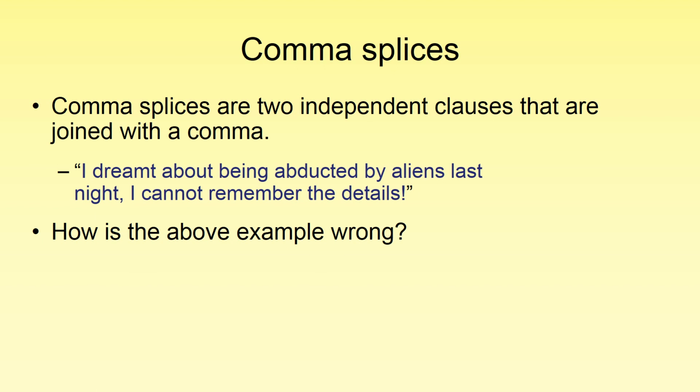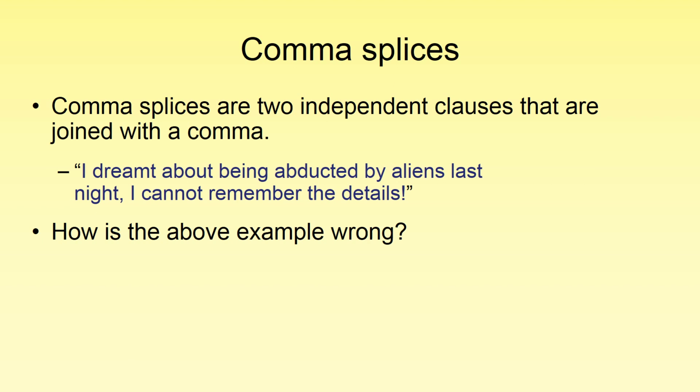Let's move on to some common errors made when we're joining independent clauses. A comma splice is where we have two independent clauses with a comma in between them. Let's look at an example. I dreamt about being abducted by aliens last night. I cannot remember the details. This comma is incorrect because we can never place a comma where a period could go. And the reason we can place a period here is because we have independent clauses on either side.